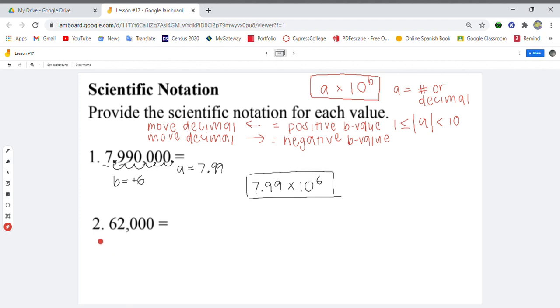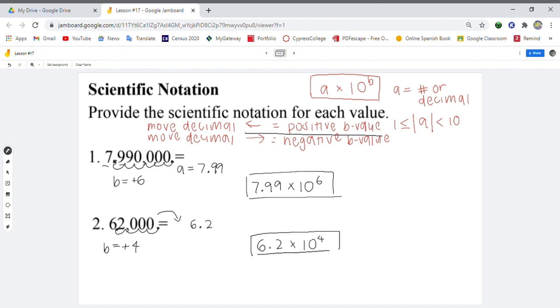So now let's go over number 2 with the same thing. The decimal point is right here, and we're trying to get it between 6 and 2. We're going to move it 1, 2, 3, 4. So we moved it 4 to the left. And since we moved it 4 to the left, we'll end up with a positive b value, so b equals positive 4. As for the a value, again, it's what's left after you move the decimal, so you end up with 6.2. And if you write it in scientific notation, it's 6.2 times 10 to the 4th power, and that's it.